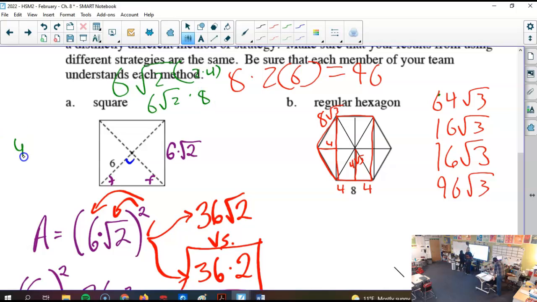Wait. Where'd you get 8 from? 4 times 2. But then we need a radical 3. Multiply it by a radical 3. But does that equal 72? Let's check. No. I don't really think so. Is radical 2 times radical 3 really radical 6?